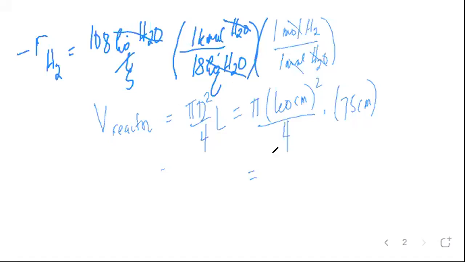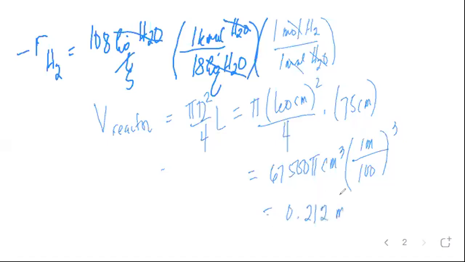Okay. So you have 67,500 pi. This is in cubic centimeter. So if you change to cubic meter, we divide by 100 cubed. So that would be 0.212 cubic meter.